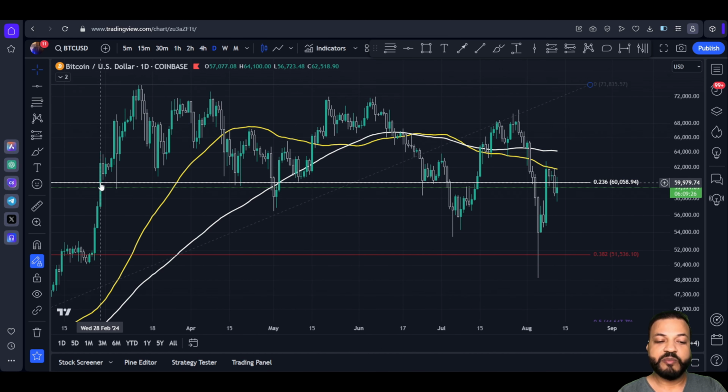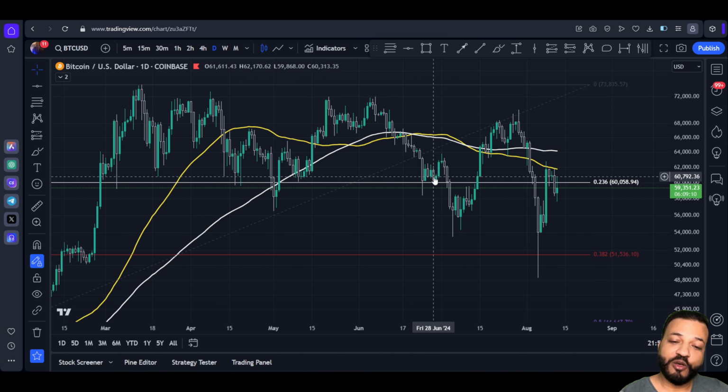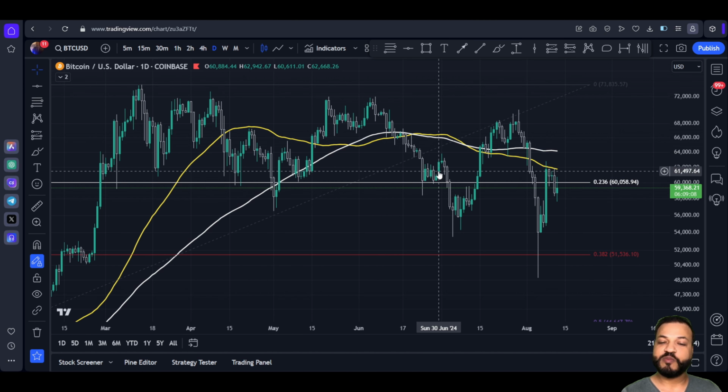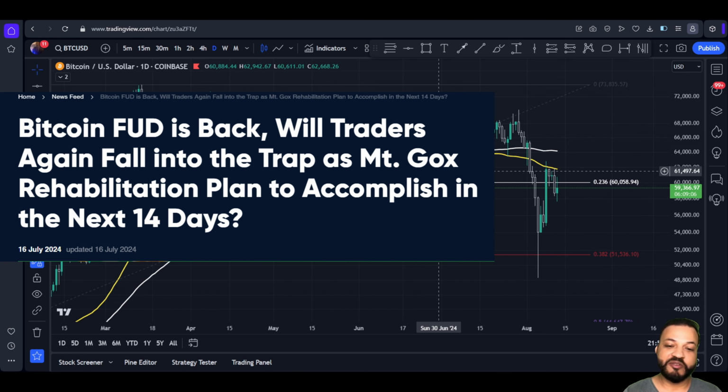This was February. And then again, it came down in April. Then again, it broke this. It was in May. Then again, May as well. Then again, June. So it actually acted as a support a lot of times. A lot of times. There was so much FUD going on in Bitcoin and cryptocurrency and so many things happening.